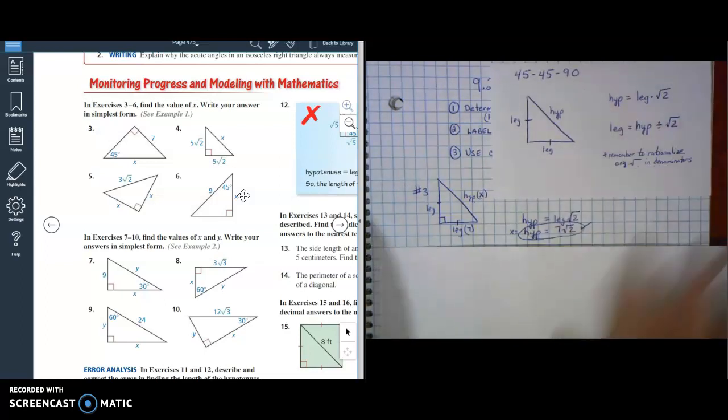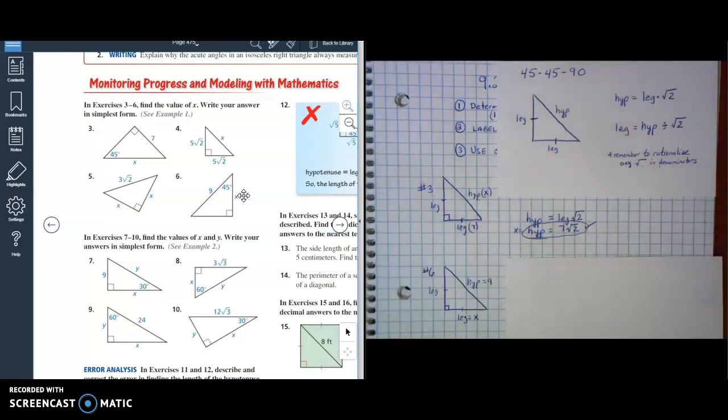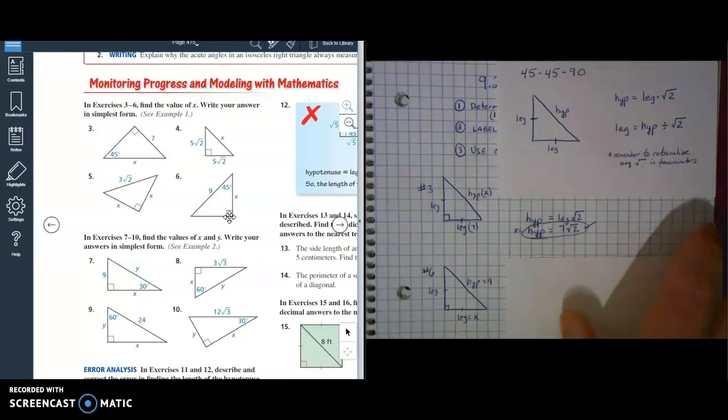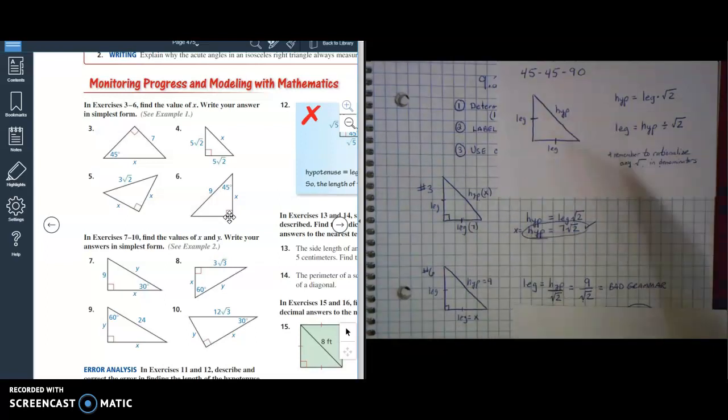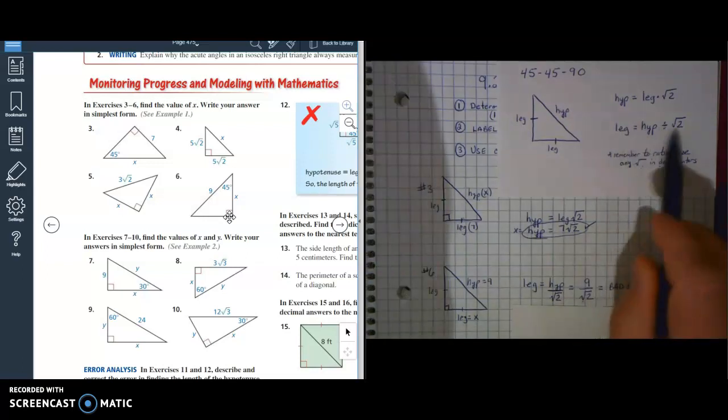All right, so the next problem we want to take a look at is number 6 that I've done for us already. In problem number 6, you'll see that we have a hypotenuse and we're given a leg of the 45, 45, 90. So I've written that down over here. The hypotenuse is given as 9, the leg is unknown as x. So then the question is, well, I've got to use the correct formula. I use the correct formula, and I get leg equals hypotenuse divided by root 2.